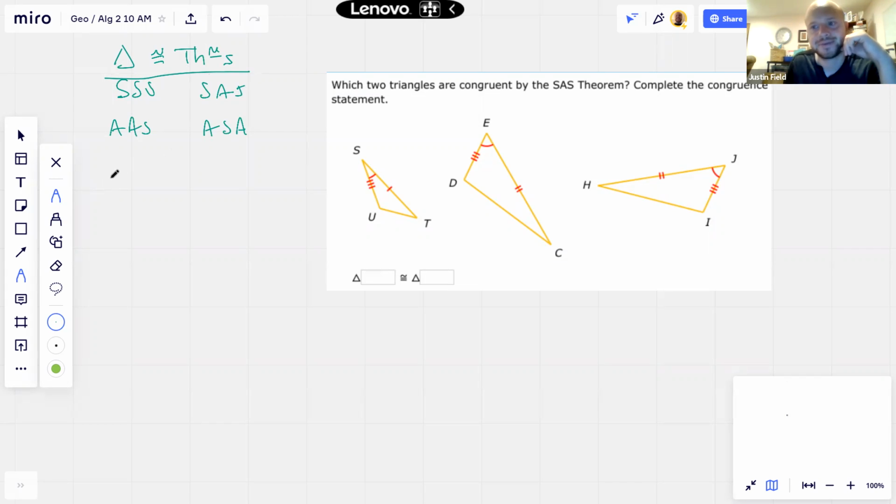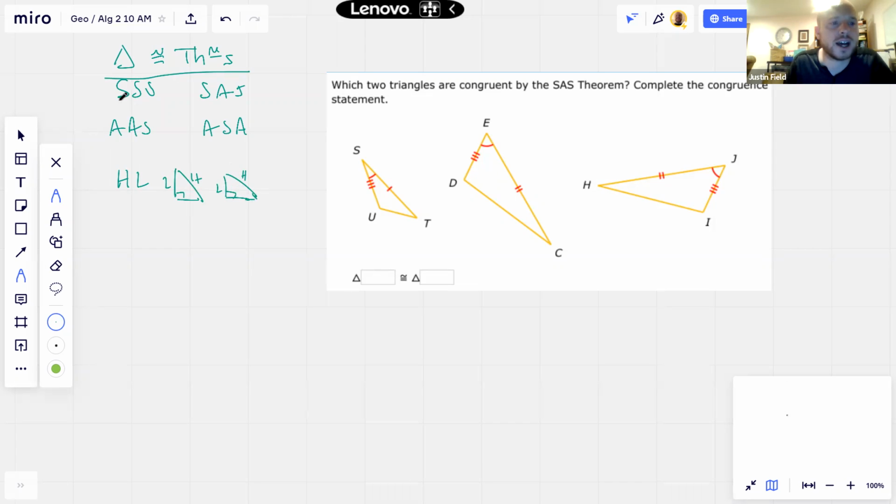And I know what you're thinking. Angle, side, side. Well, guess what? It doesn't work. Angle, side, side. I will not write it. But there is one that's called HL. It works for right triangles. And that's the hypotenuse and leg when they're congruent.